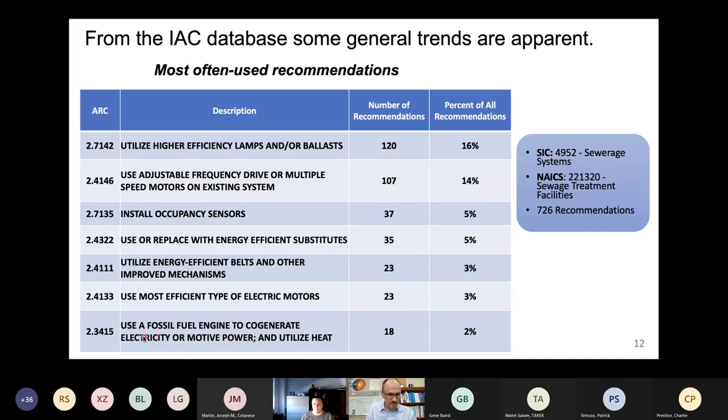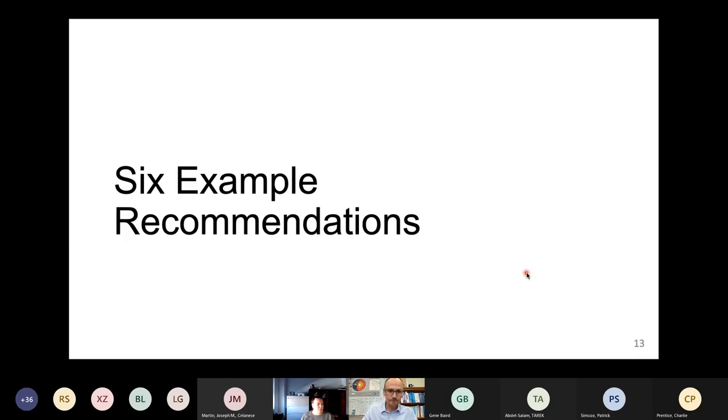But I will point out this: use a fossil fuel engine to co-generate electricity or motive power and utilize heat. This one is something that is specific to wastewater treatment, or at least when you look at wastewater treatment, you can analyze whether you can turn your wastewater into methane and then use that to generate electricity. Some facilities are able to make that happen.